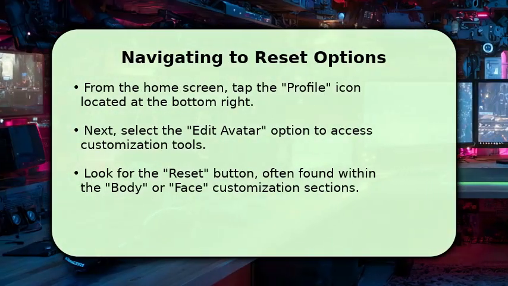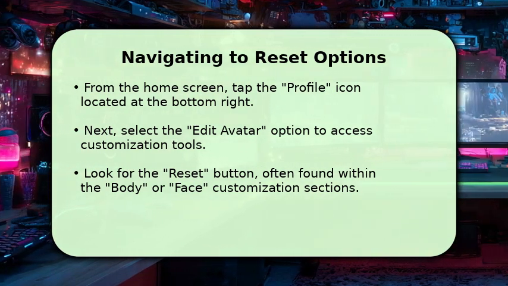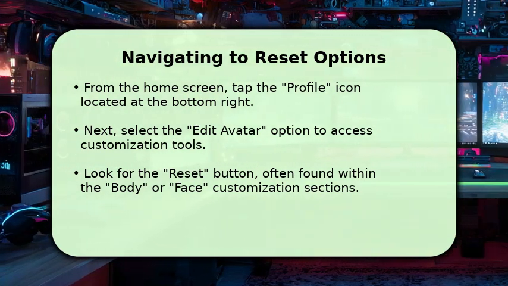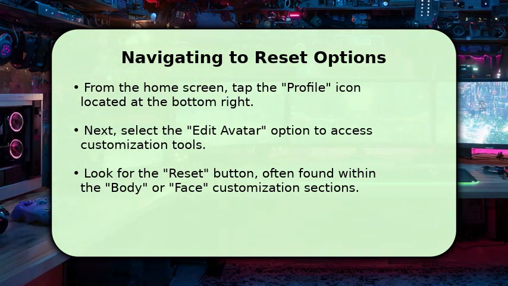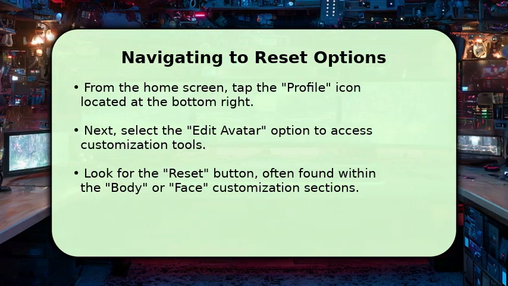Once you are on the Zepeto home screen, locate and tap the profile icon, which is usually found in the bottom right corner of your display. This will open your personal profile page. From there, select the Edit Avatar option.